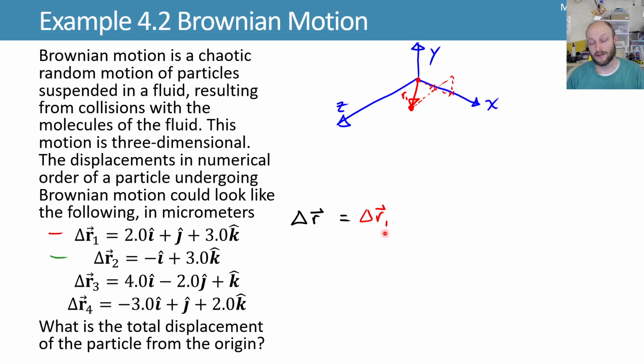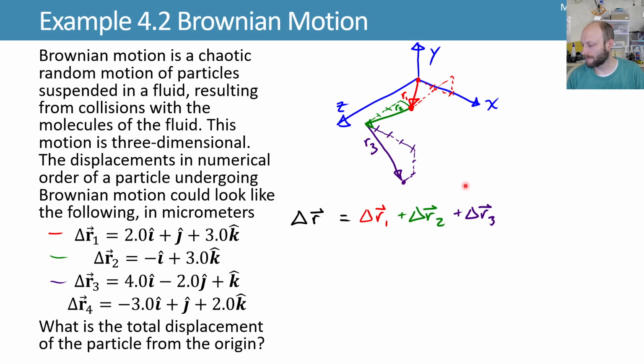We will then add on the second one that goes in the negative x direction, 1, and then positive 3 in the z direction. So that's my r2. We can add on r3 similarly. This will be positive 4 in the x direction, negative 2 in the j or y direction, and positive 1 in the z direction. So that's my r3. And finally r4 should give us minus 3 in the x, plus 1 in the y, plus 2 in the z, and that's our r4.